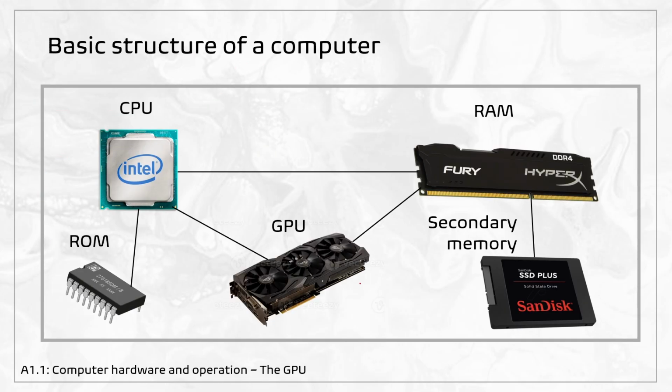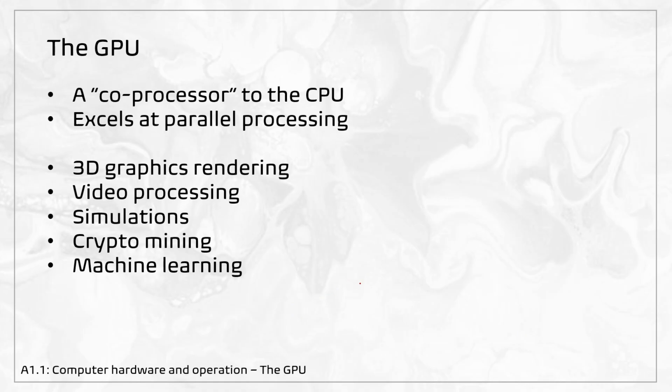That's basically everything about the CPU that you need to know. Now, let's talk about the GPU. The GPU is a coprocessor to the CPU, meaning the GPU shares some of the burden the CPU is under. This means that the GPU also performs calculations and logical decisions much like the CPU. The difference is that the GPU is much more suited for parallel processing and intensive computations, such as 3D graphics rendering, video processing, simulations, crypto mining, and machine learning. So how exactly is the GPU better at parallel processing?